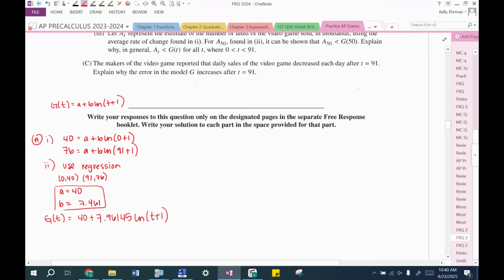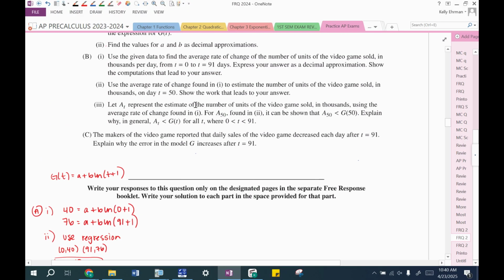Okay, let's look at part B. Part B is not dependent on the model you just found. So part B always says use the given data, which means use the points that they gave us, to find the average rate of change, the AROC, of the number of units of video games sold in thousands per day from 0 to 91. Express your answer as a decimal approximation. Show computations that lead to your answer. So you have to show your work.